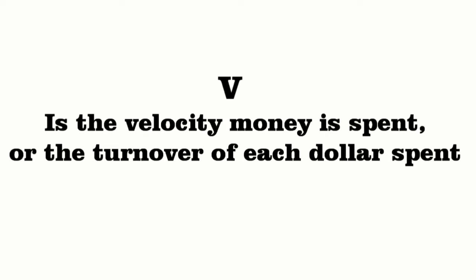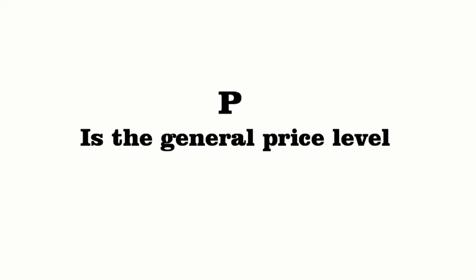The quantity theory of money is a simple macroeconomic model illustrating the relationship between a quantity of money in circulation, the gross domestic product, and prices. Economists use the formula MV equals PY, where M is the money supply, V is the velocity money is spent, or the turnover of each dollar spent, P is the general price level, and Y is the total output.